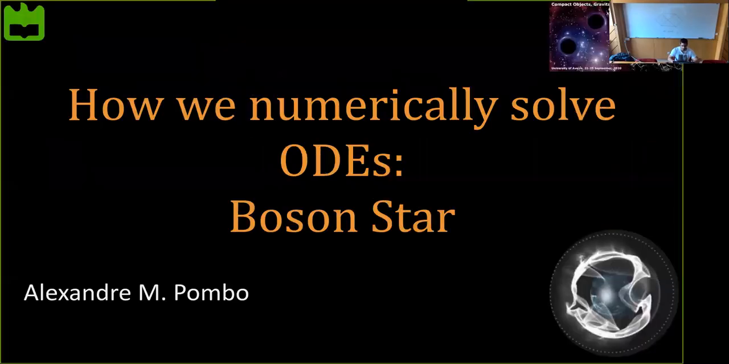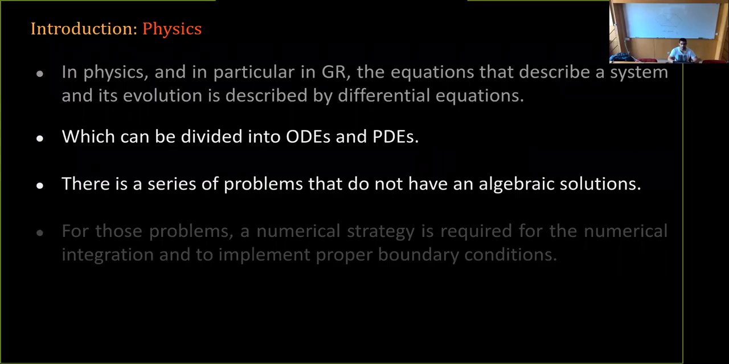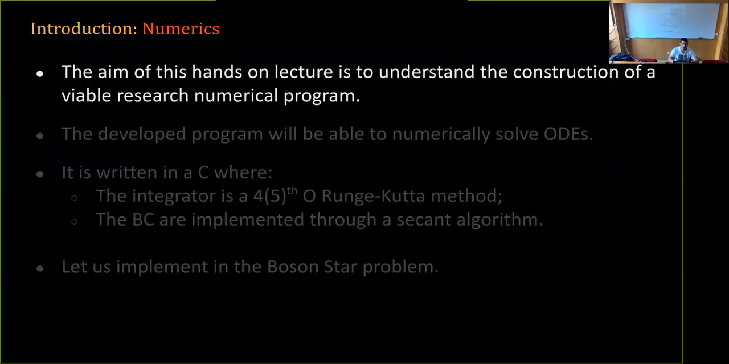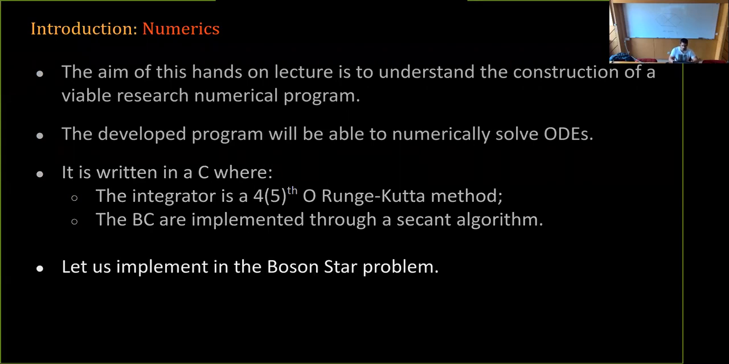So yesterday we discussed how we solve the ODEs. In the case of the PDEs, they are more complicated, and you will need some professional solver, something that my colleague Jorge Delgado will talk about on Thursday and Friday. So stay tuned for that. We use a fourth and fifth order Runge-Kutta method with an adaptive step, which is written in C, and a second algorithm that implements boundary conditions. We implement this program here for the Boson Star case, in this case the spherically symmetric Boson Star.